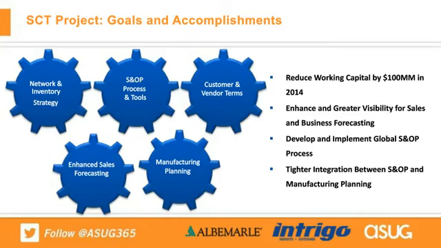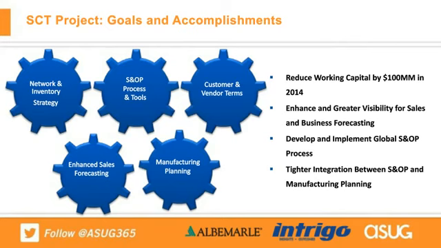And the goals that we accomplished in the project in the year 2014 were that we were able to reduce our working capital by $100 million. This was starting at $750 million, so it's quite a bit of a decrease, all in the inventory. We implemented a new S&OP forecast process and an S&OP process. We developed tighter integration and really took more advantage of our SAP system using IBP.